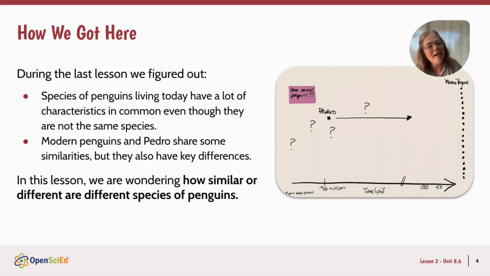We just finished the anchoring lesson where we figured out that penguins living today have a lot of characteristics in common with each other, as well as this one ancient penguin species called Pedro. In addition to these similarities, they also have some pretty key differences. So, as we move into lesson 2, we're really wondering how similar or different are these various penguin species?